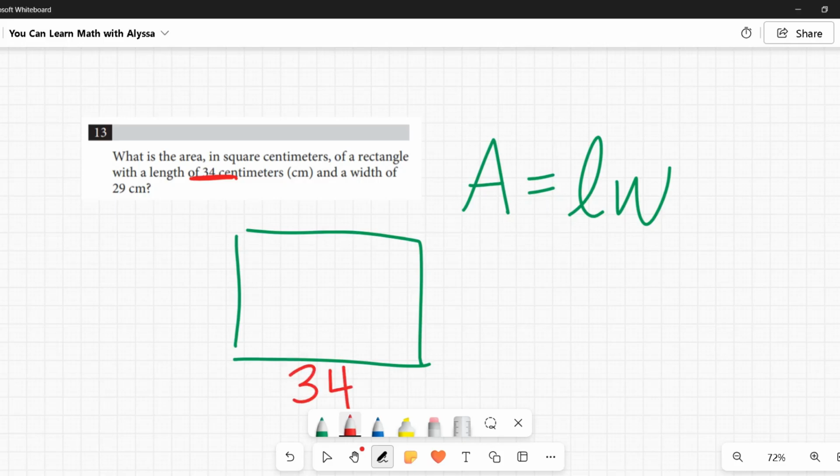That's the longer side of the rectangle I've drawn. That's 34. And my width is 29, and these are both centimeters. So when I multiply these together, I will get centimeters squared, or square centimeters.